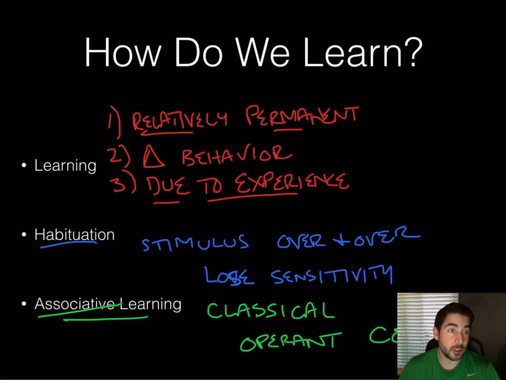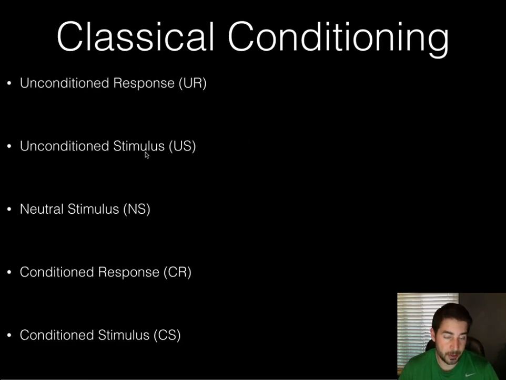Okay, so let's just jump right into classical conditioning. There's 5 major parts with classical conditioning that you need to understand. The first two kind of go together. There's unconditioned response and unconditioned stimulus. First thing you know about classical conditioning is that classical conditioning requires something that happens just naturally.